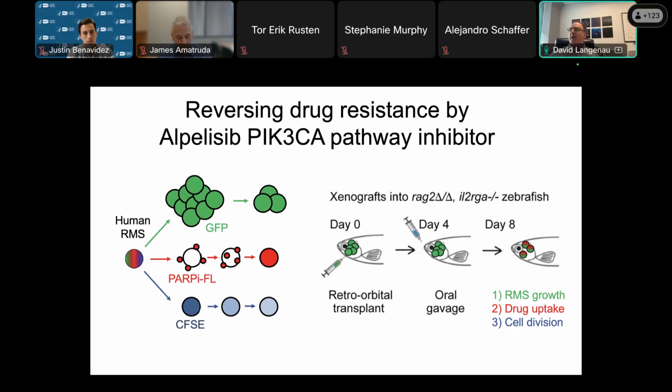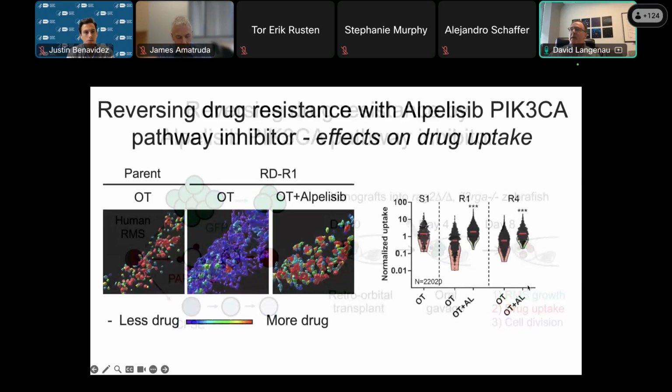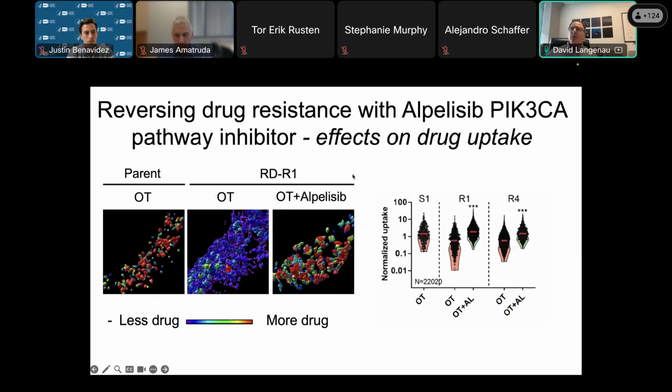And so the idea is now you can engraft the tumors into the eye musculature, come in 4 days later, treat them with oral gavage for the drugs, and then witness what's happening in real time. What was particularly exciting was that in the parental cells that are eventually going to be killed by this combination therapy, you can see that the drug really gets into the cells early on.